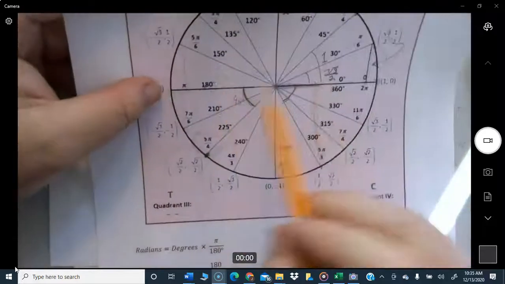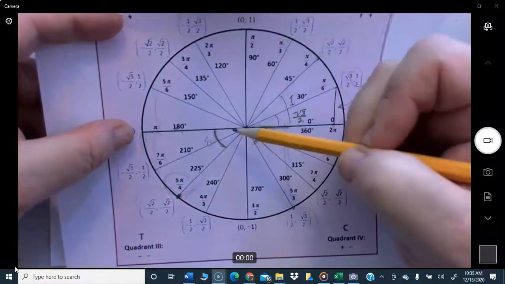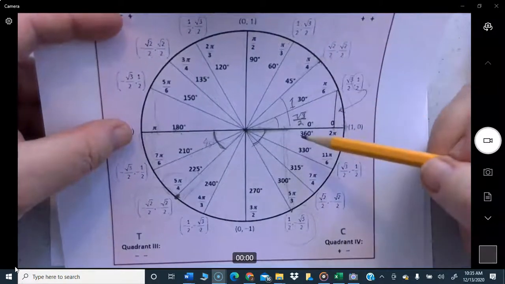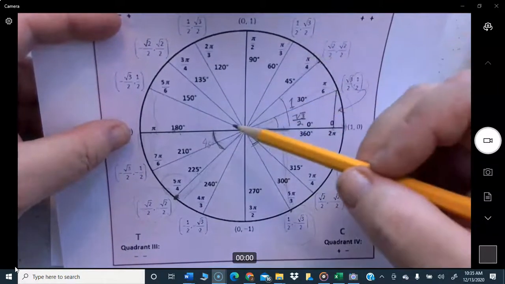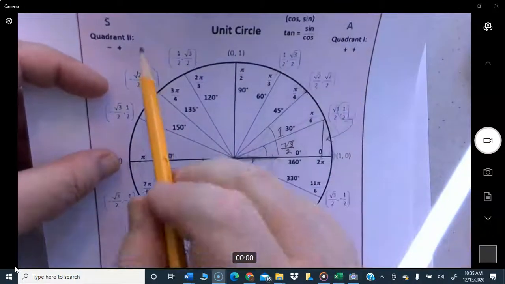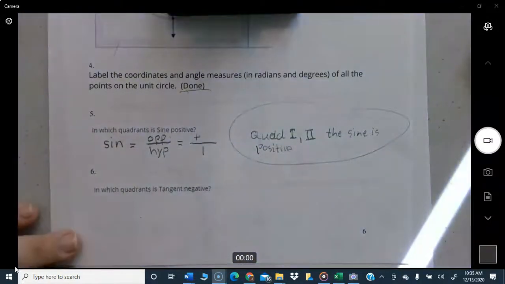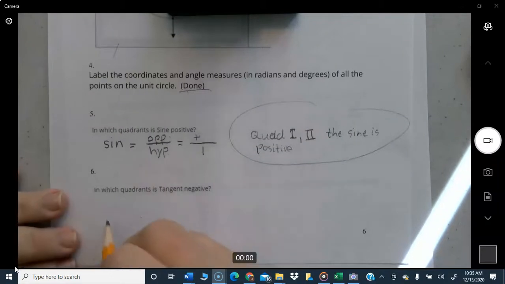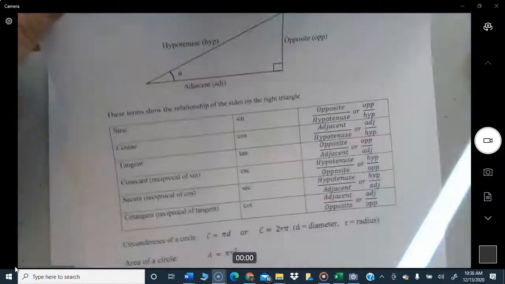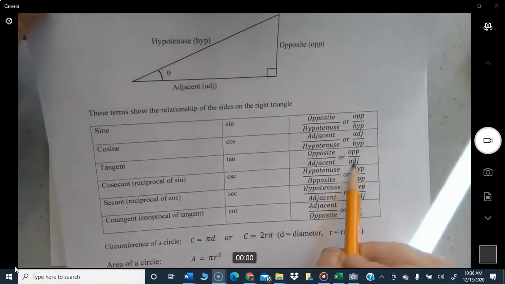Okay, that's these two up here, because you're always going up, and that's the sine, the opposite, and the opposite is always going up in the positive direction in those two quadrants, 1 and 2. Okay, next one. Tangent. This one's a little harder. Tangent. In what quadrants is tangent negative? Okay, so first let's define tangent. Tangent is, come over here if you don't remember it, opposite over adjacent.